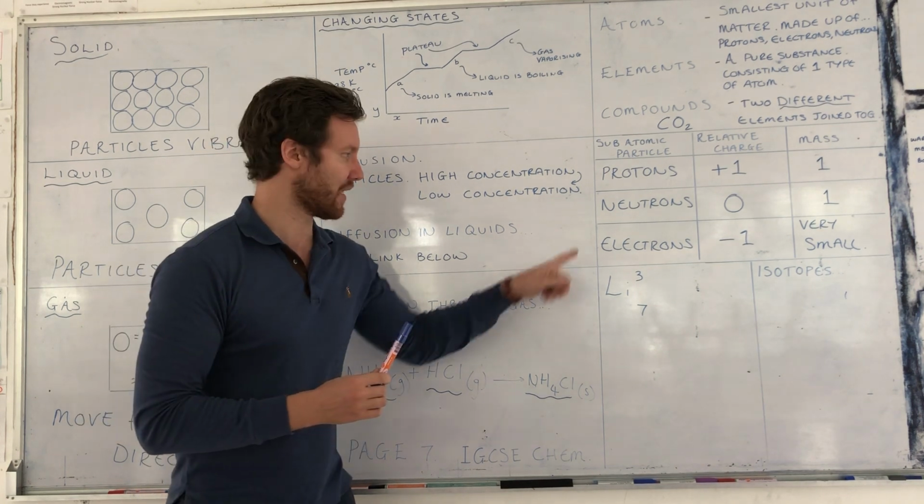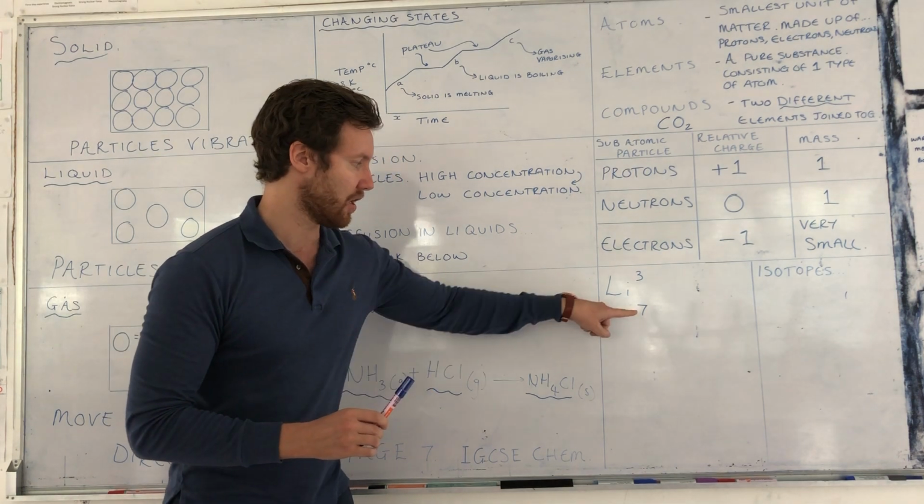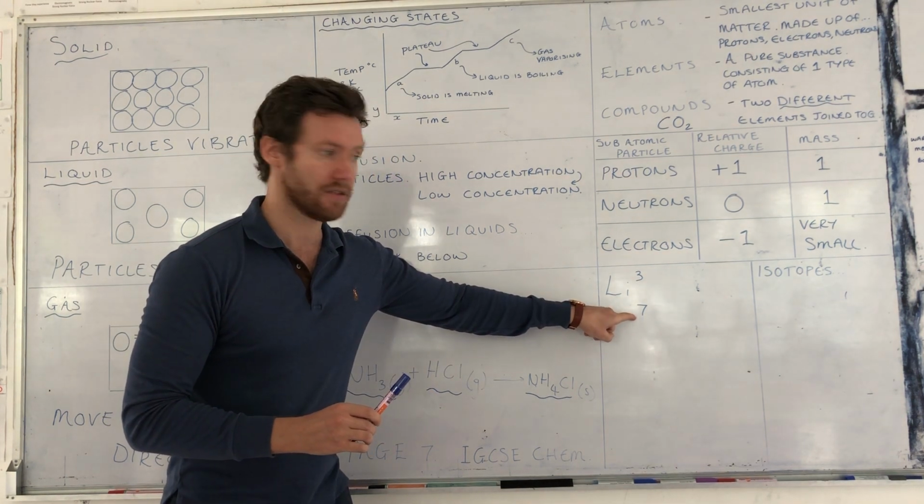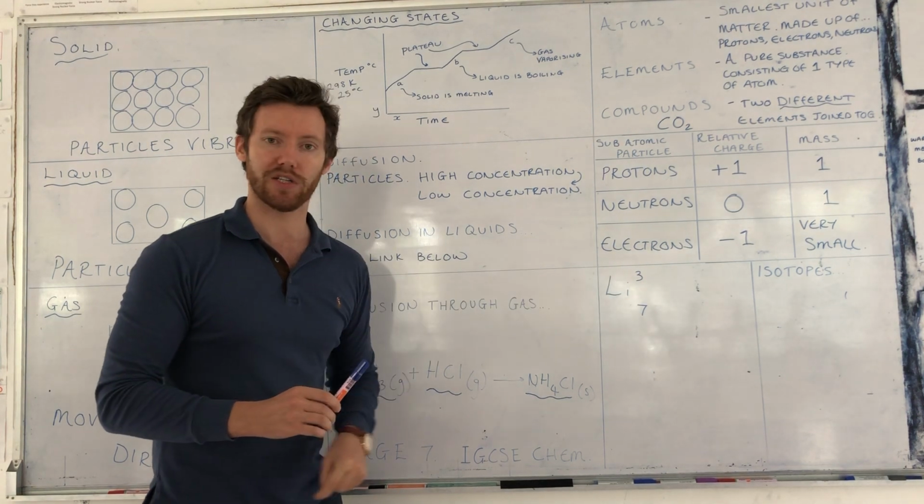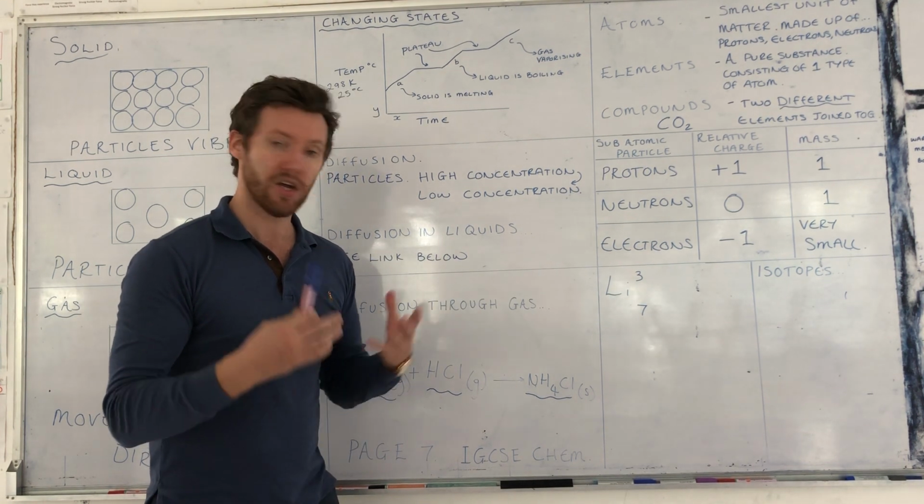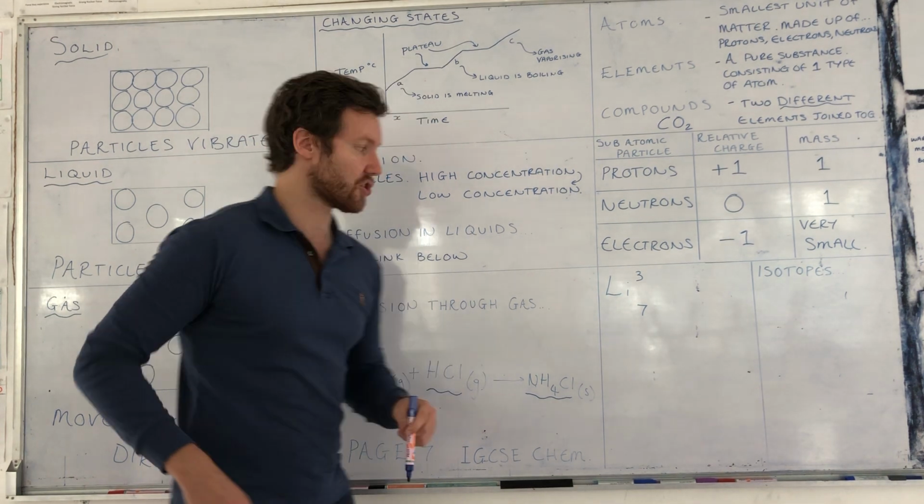We also need to be able to find out the number of neutrons, and we can do that nice and simply. We can subtract our big number from our small number, our atomic mass from our atomic number, okay? So let's just work through an example. We want to be able to draw the atomic structure.